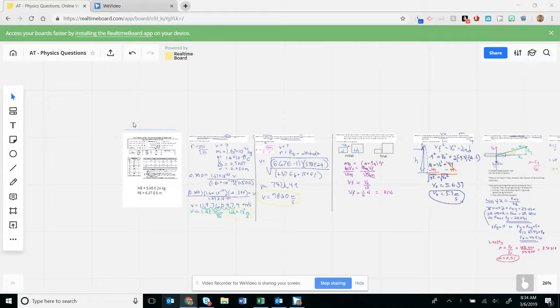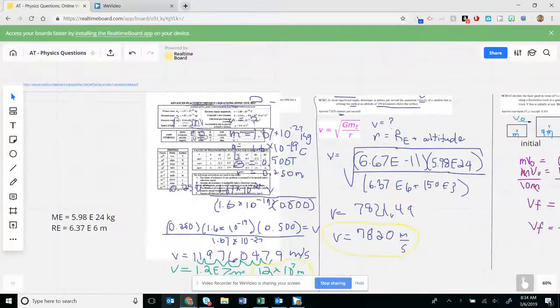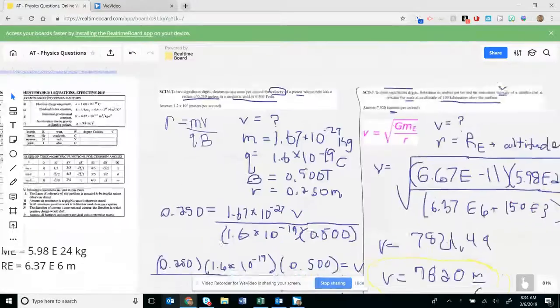Hi, everybody. I've been asked to go over some physics questions to prepare academic team for this category. So I have, I think, 8 questions here that I'll walk through with you guys. I'm just going to zoom in to the first section here.